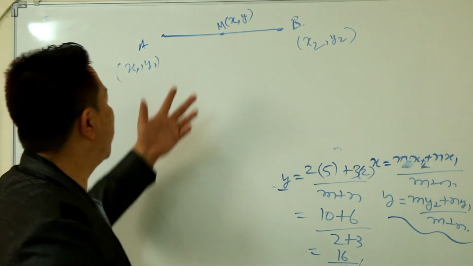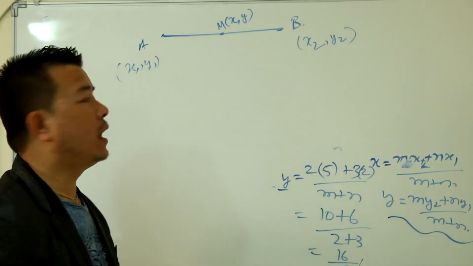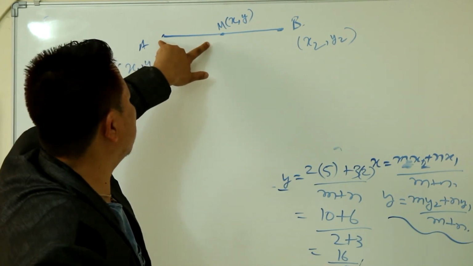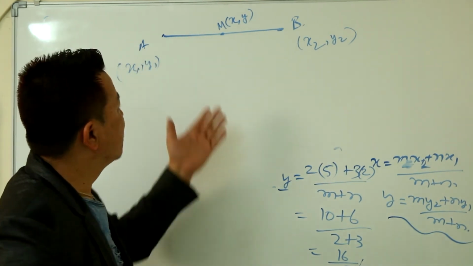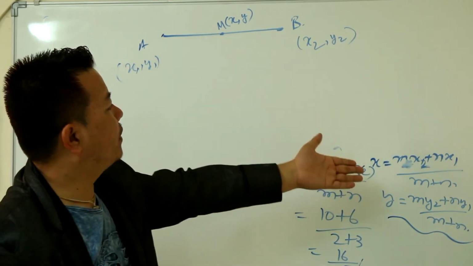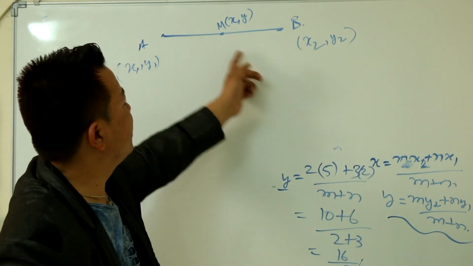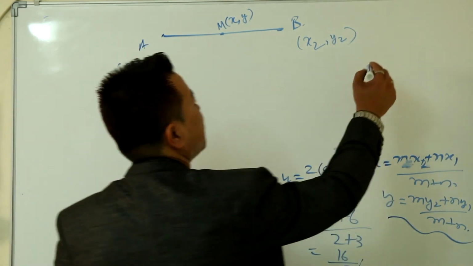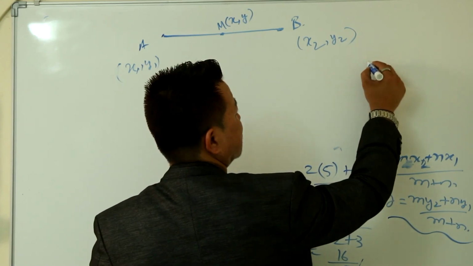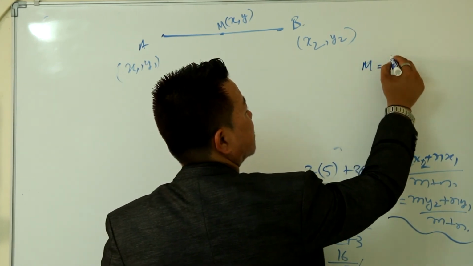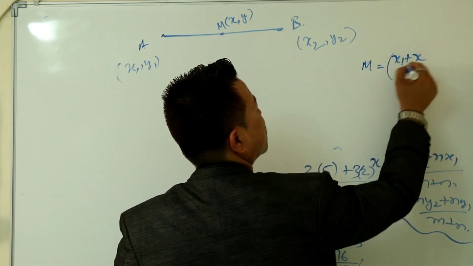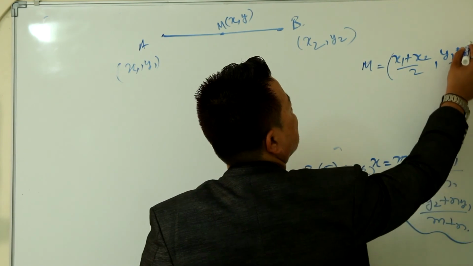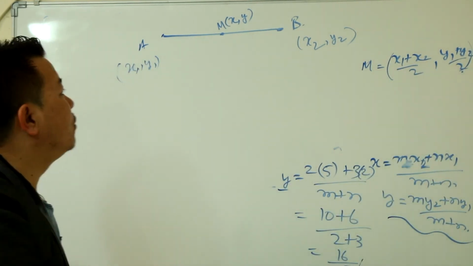So there are two ways of deriving this formula. One is using this AM and MB, or when you put the values of these two equal ratios into the section formula, you will get the midpoint formula. The midpoint formula is x1 plus x2 divided by 2, y1 plus y2 divided by 2. This is the midpoint formula. Now we will derive it.